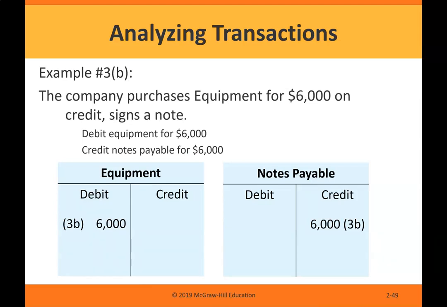Now we see us posting this into the T accounts. Equipment, this is the first transaction, $6,000 debit. Notes payable, this is the first transaction, a $6,000 credit.